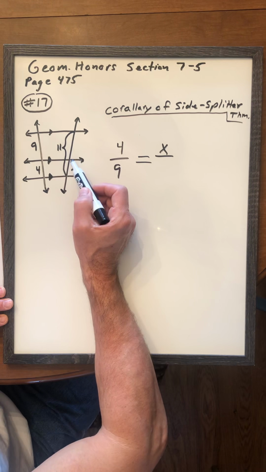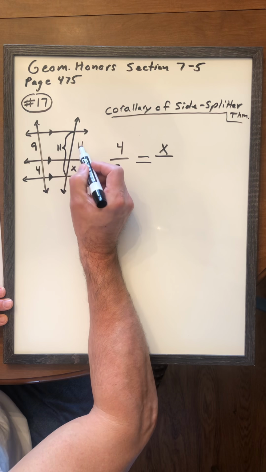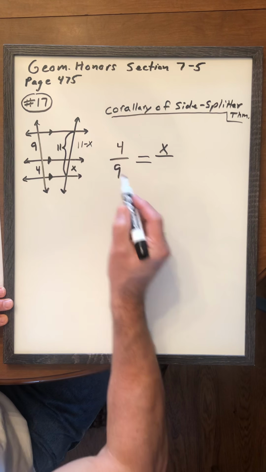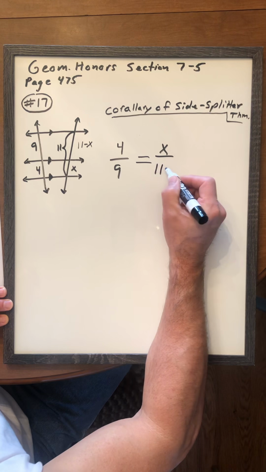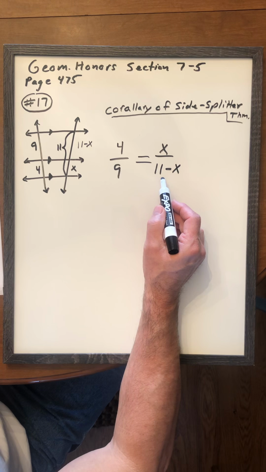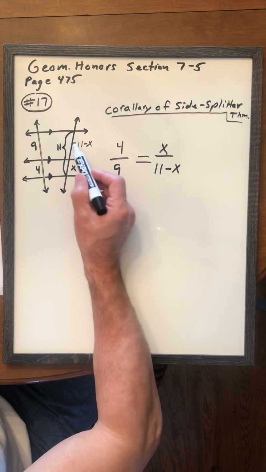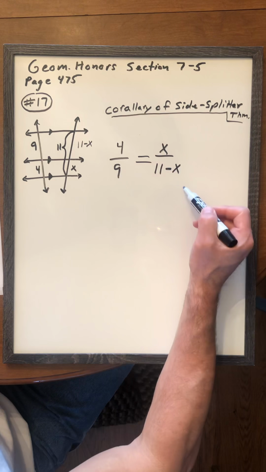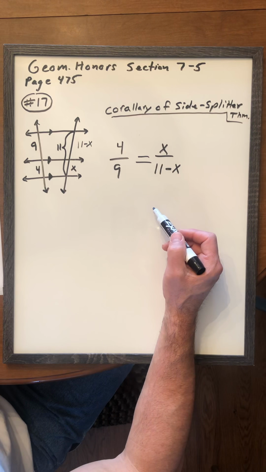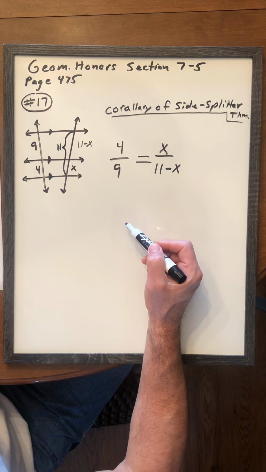So I need to find this segment here, so I'd have to take 11 minus x. So 11 minus x is going to be that segment, and that is what goes here in our proportion. We're taking this segment over that one, and then this segment over that one, and you need to stay consistent on both sides. Now we have our proportion, and we can cross multiply and solve.